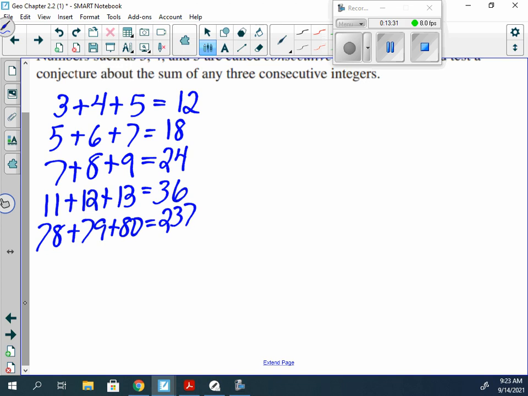Well, 237, if we divide it by 6, it doesn't come out evenly. So those being divisible by 6 is a good idea, but this one doesn't work. Now, if I try 4 plus 5 plus 6, 4 plus 6 is 10, plus 5 is 15. So with those 3, it didn't quite work.